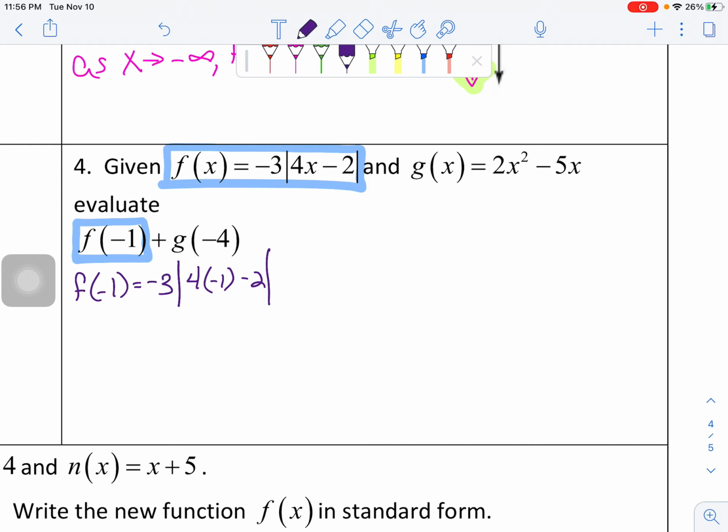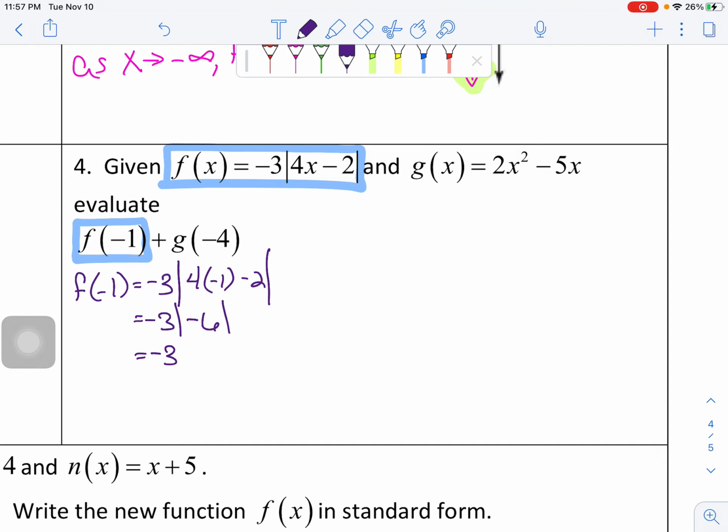Now, if you have a graphing calculator or you even have pretty much any scientific calculator, you can type this thing in at once. You might have to be careful about the absolute value. So let's go ahead and do it without a calculator. And I'm going to ask you to figure out this inside portion with me. So 4 times negative 1 is negative 4. Negative 4 minus 2 is going to be negative 6.